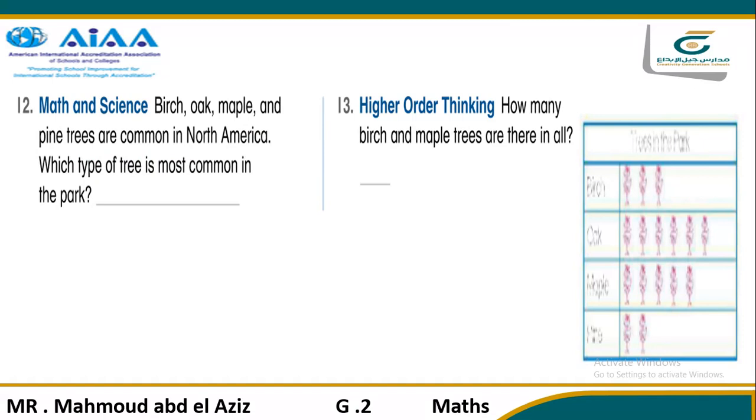Birch, oak, maple, and pine trees are common in North America. Which type of trees is most common in the park? Which one here? Excellent, it will be oak. Why? Because we have 6 of it, so it will be oak. Another question, how many birch and maple trees are there in all? That means you will add them together. So it will be, excellent, 3 plus 5, which equals 8.